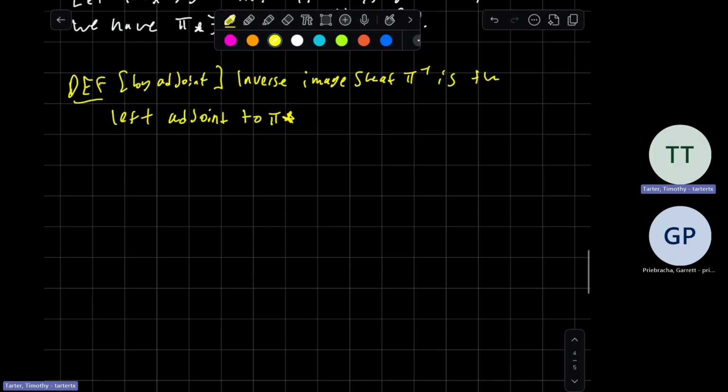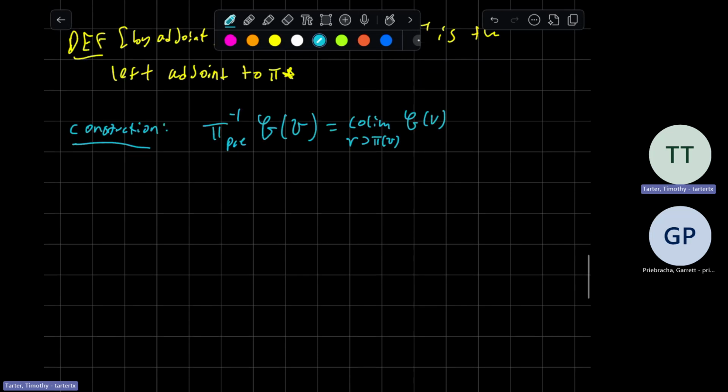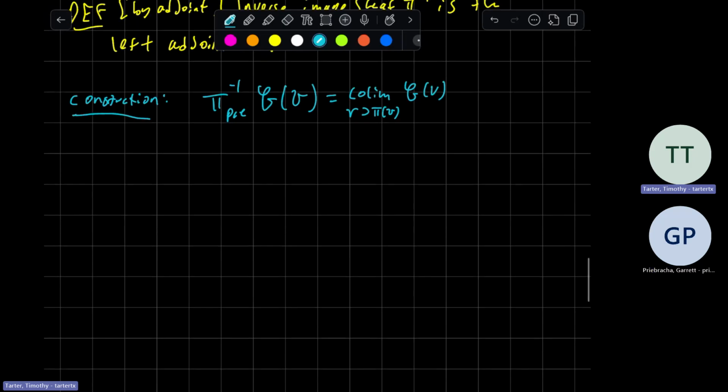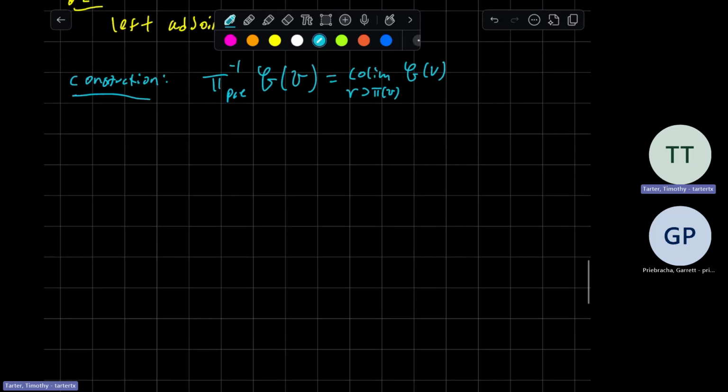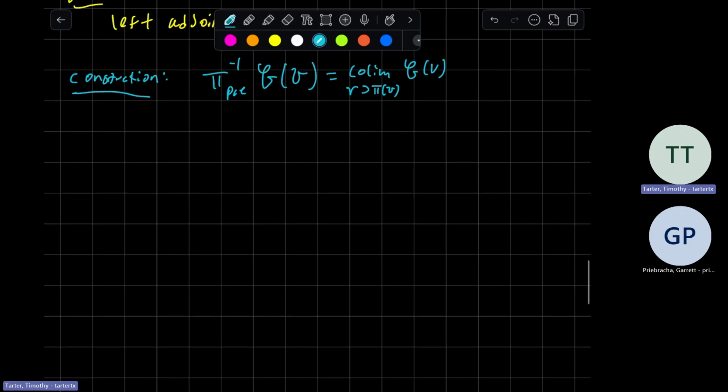So to actually construct this, the pi inverse pre-sheaf G of U is the colimit over all V containing pi of U of G of V. So we're collecting all of the G of V's which contain pi of U. And this doesn't need to be a sheaf because it can map two points to one point.